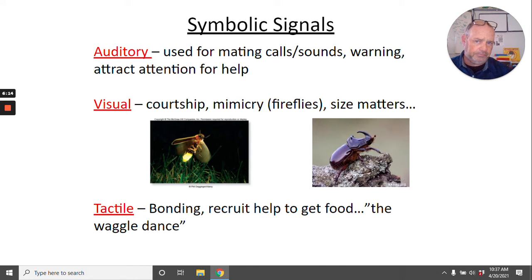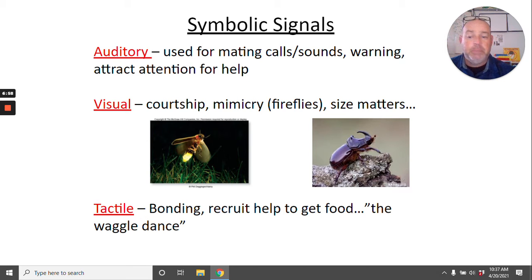Symbolic signals as well. Auditory, things like mating calls, warning calls, calls for help, all sorts of things. Visual, courtship, mimicry, like in fireflies or lots of other organisms have mimicry. We're going to talk about that more on another day. Size matters. We're going to talk about that longhorn beetle on another day as well. But there are visual cues to organisms for communication. Tactile. This is how things like bonding or potentially a mating ritual dance, and also, in this case, to get food.